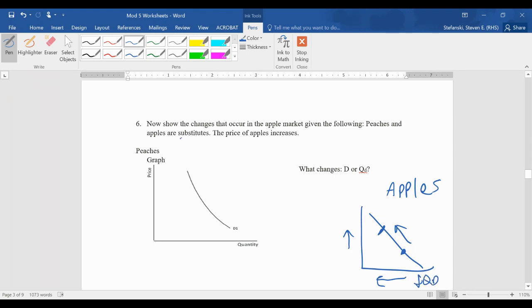But we said they're substitutes. So what are people going to buy instead of apples? They're going to buy more peaches. So for peaches, that's an increase in demand. For peaches, why is it? It's an increase. Where's my pen?